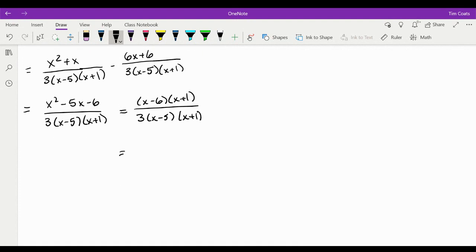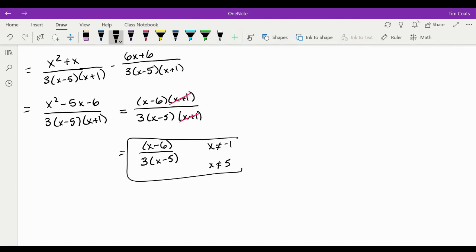It's a simplifying problem that we worked on the other day. So we should list the exclusions. x will not equal negative 1, and x cannot equal positive 5. Then we simplify. You see that there's an x plus 1 in both the numerator and denominator. So then we can divide those out to become 1 and write down what is remaining. And now that is the simplest version of our expression.